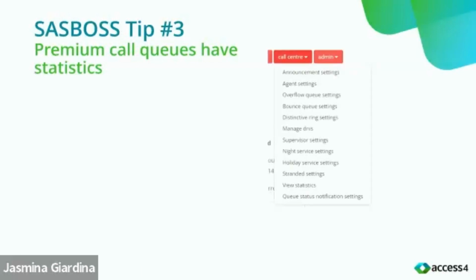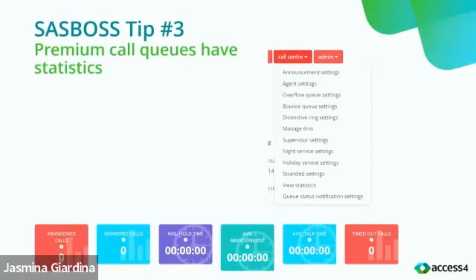So from the service under the call center features, at the bottom, you have view statistics. From here, it's going to give you a couple of different things. As you can see along the bottom there, abandoned calls, answered calls, average hold time, abandonment rate, talk time, average talk time, and time calls out. So some pretty standard things across the entire call queue itself.